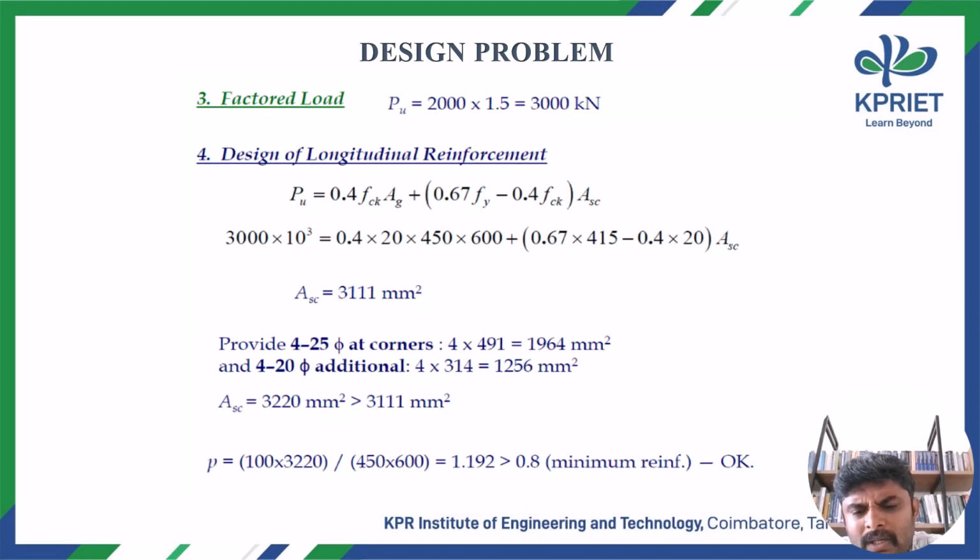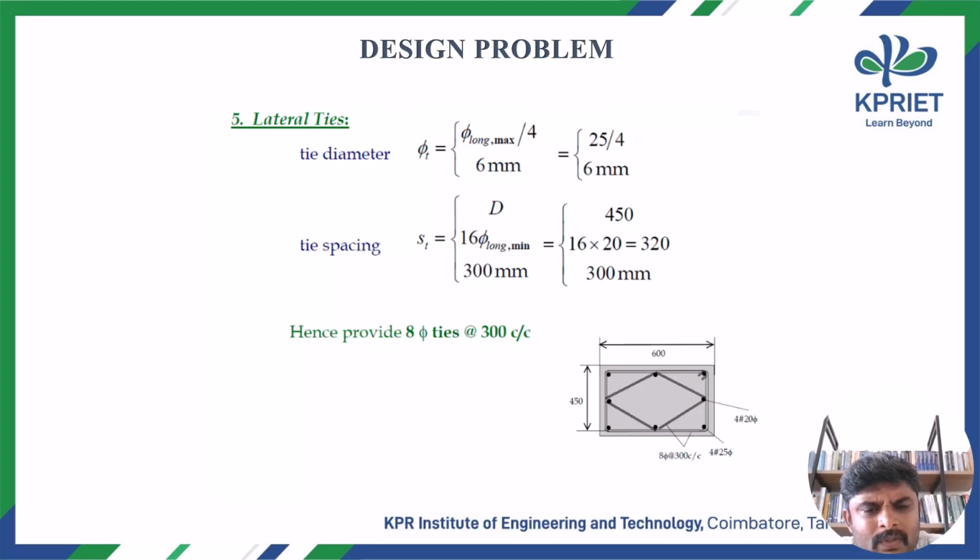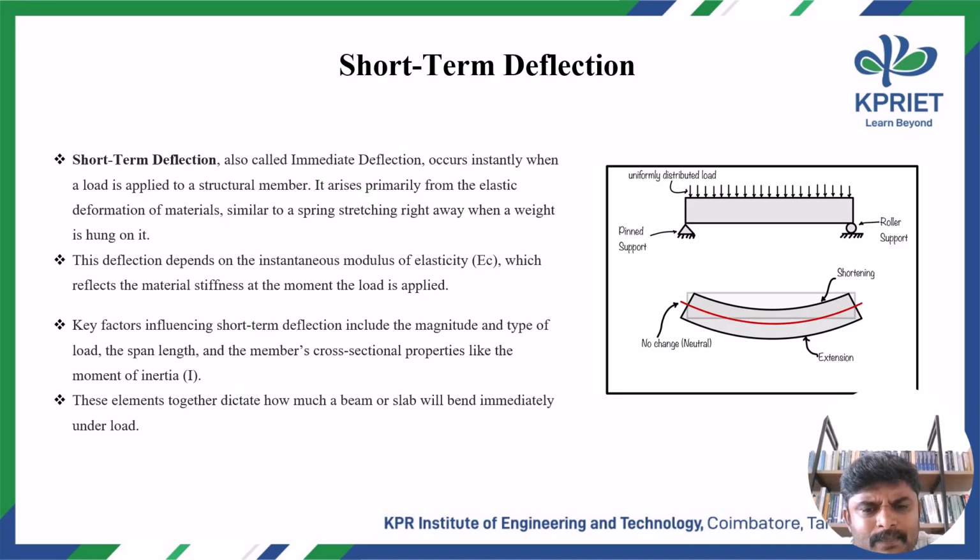Also the number of bars is found the same as in the design of beams. And the lateral ties as per IS 456 guidelines: the spacing is the least of the least lateral dimension, 16 times the diameter of the bar, and 300 mm. And the diameter is one-fourth of the diameter of the longitudinal bar or 6 mm. Based on that, you will choose the diameter and spacing of the ties. It may be circular ties, depending on the shape of the column.